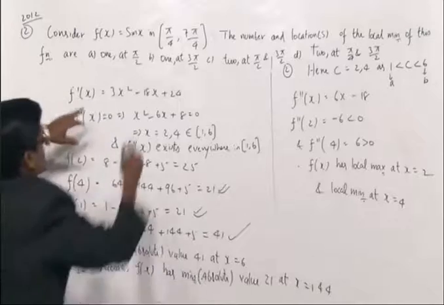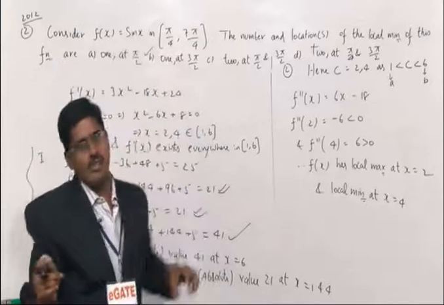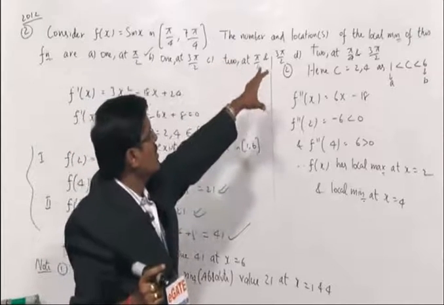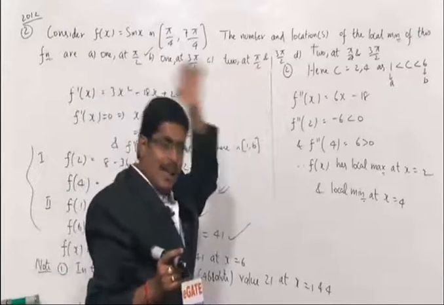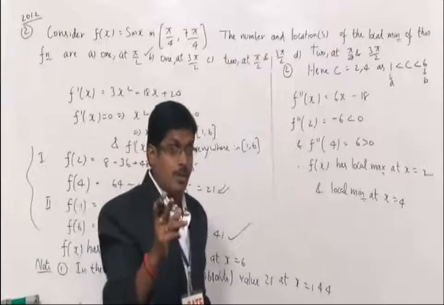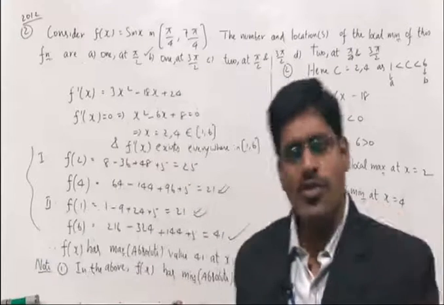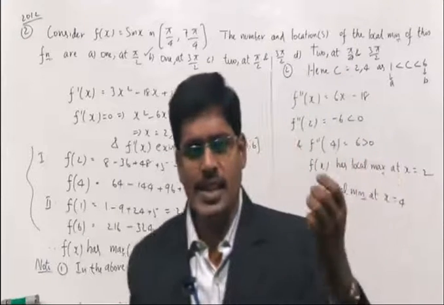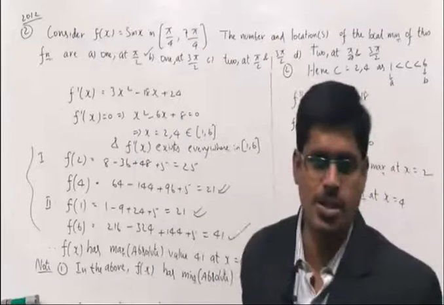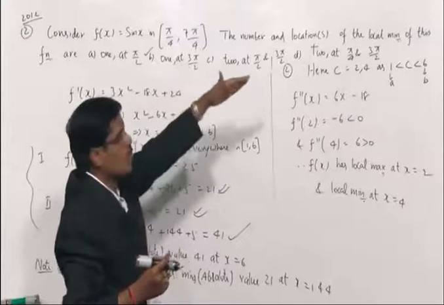Just see. Answer is option B. Number and location means find f dash x equal to 0. Find x values and see that x values according to this. Okay. At each x value, location means the number of the value of x where it is going to local minimum. Answer is one number and that location is 3 pi by 2. At 3 pi by 2 it is going to become local minimum.